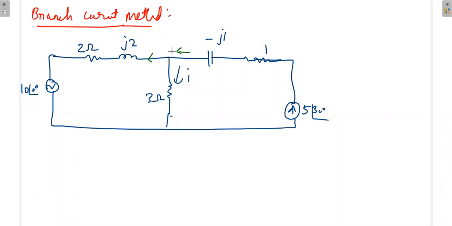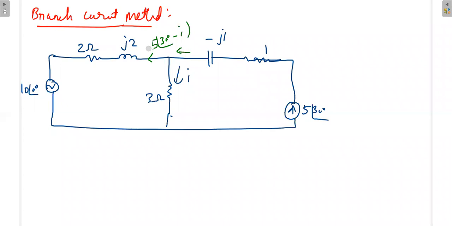What is entering minus what is leaving. 5∠30 degrees is entering and I is leaving, so the current in this branch is simply 5∠30 degrees minus I. Now only one unknown variable is there, that is I. Then how do we find that unknown value?